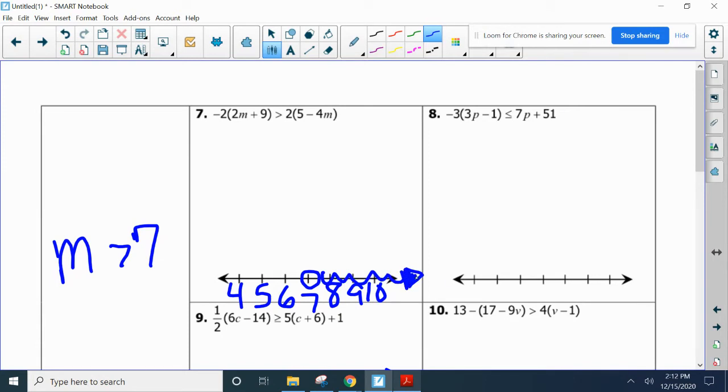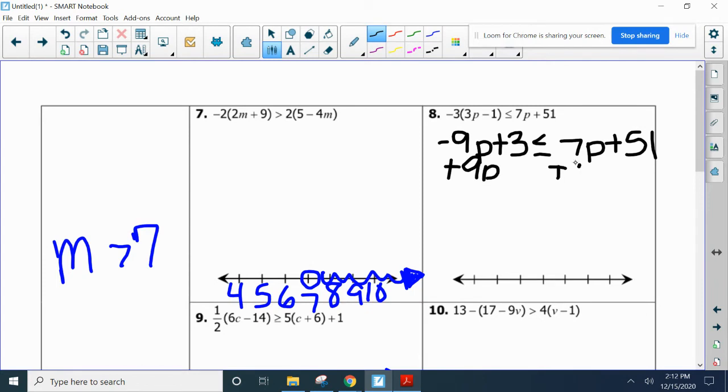All right, so now I want you to go ahead and pause this and work out 8. All right, so by now you've already paused this and worked out 8. So your first step is to do our distributing and combining all like terms. So I'm left with -9p plus 3 when I distribute is greater than 7p plus 51. And then I need to move my variables to one side or the other. So I am going to go ahead and add 9p to both sides.